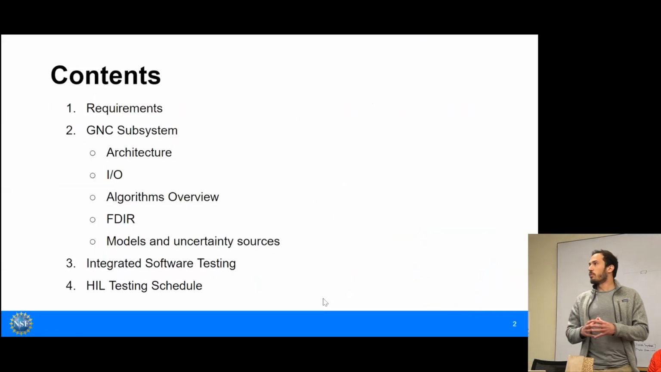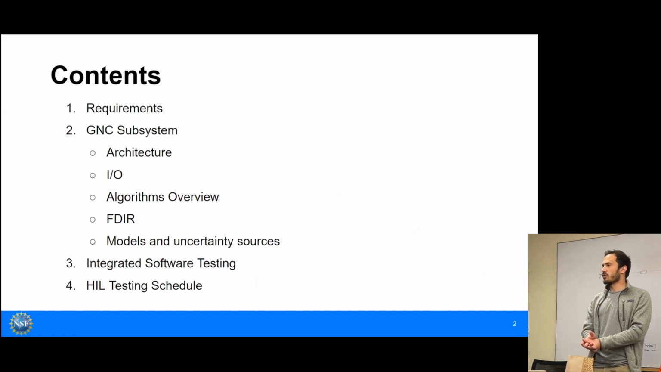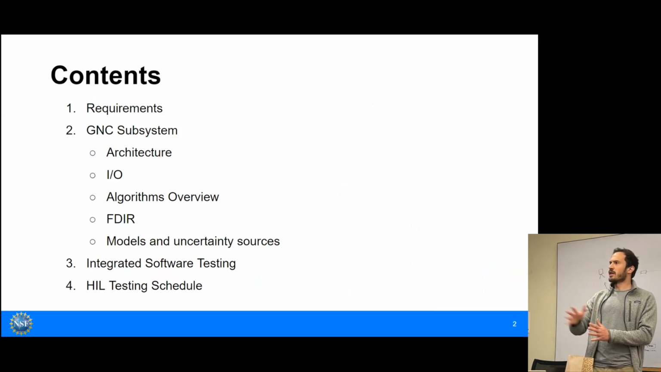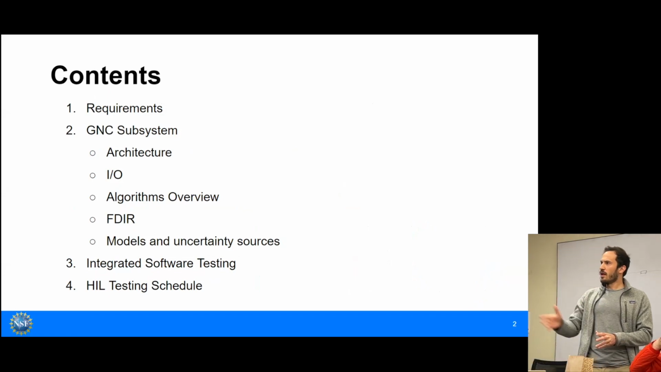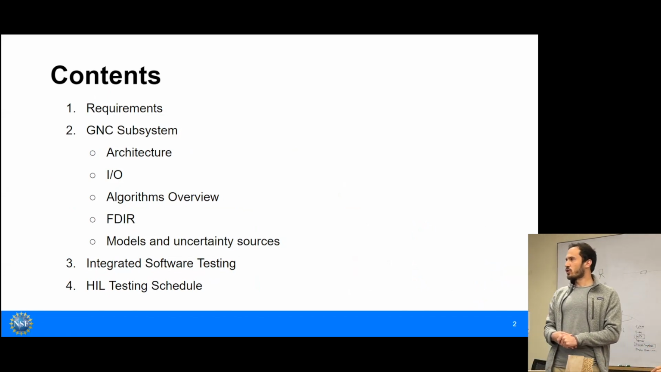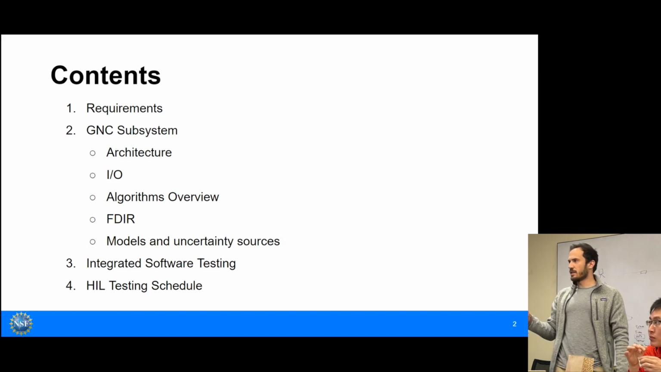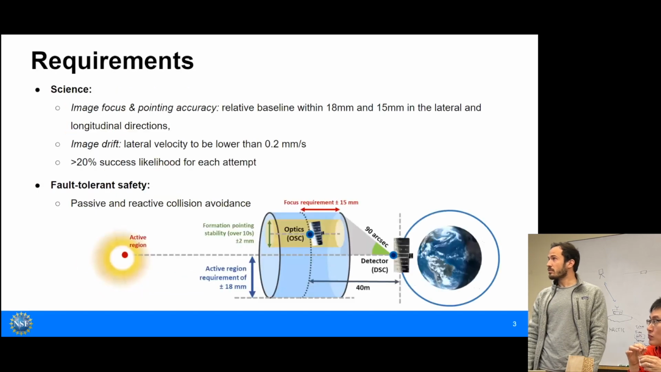So we are going to go mainly through the requirements that drive the design of the guidance, navigation, and control subsystem, and then detail the main features of the GNC subsystem architecture, input-output algorithms, fault detection, identification, and recovery, the strategy, models, and uncertain sources, and then dive into the flight software testing, mainly integrated software testing, with then an overview of the planned hardware-in-the-loop testing schedule.